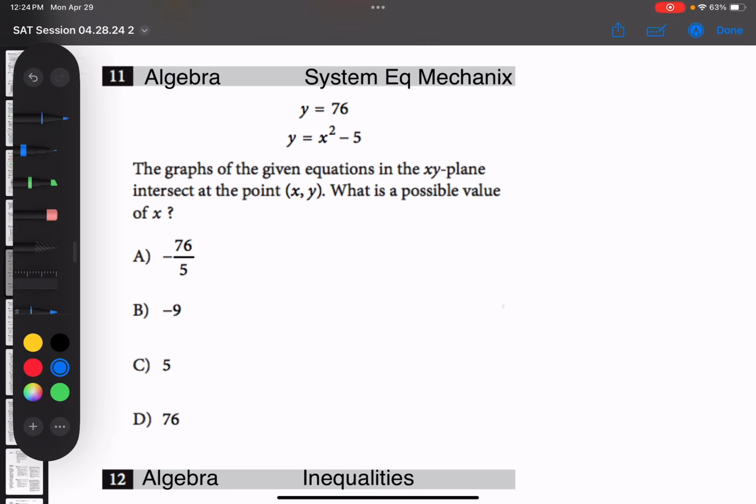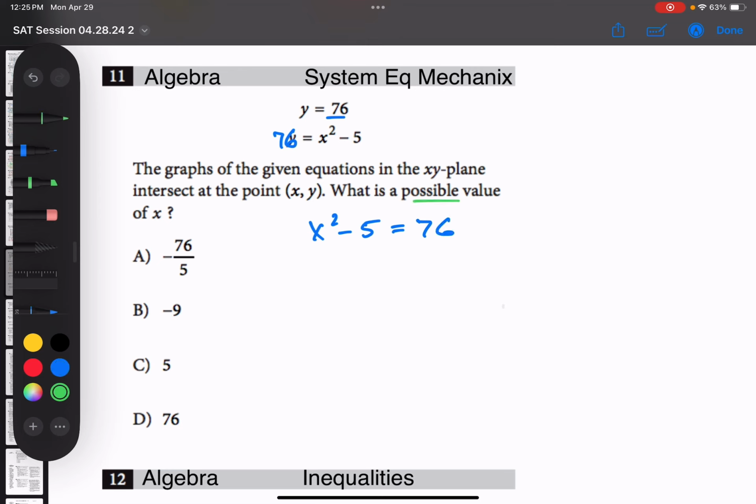Question number 11. y equals 76, and then also y equals x squared minus 5. But if that's the case, doesn't that mean if y equals 76, that 76 is equal to x squared minus 5? Here, I'll write it. x squared minus 5 is equal to 76.